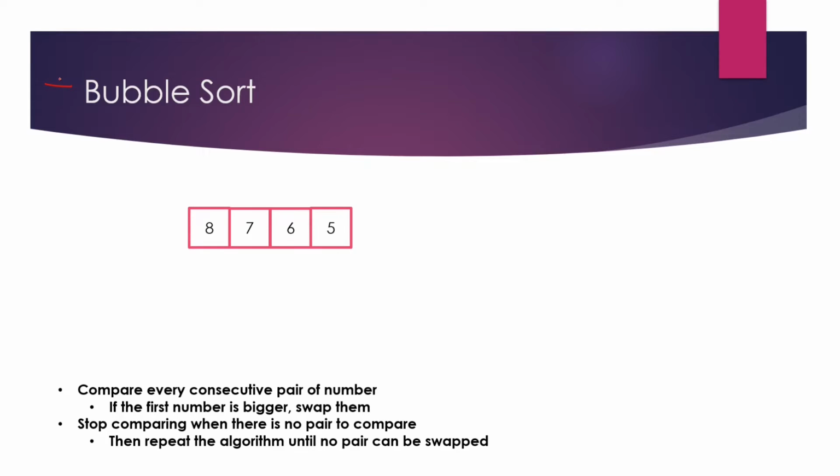Now, let's talk about the bubble sort. This list right here is going to be the example that we're going to use to perform the bubble sort, and we expect it to be in increasing order after sorting. Now, let's discuss how the bubble sort is going to work.